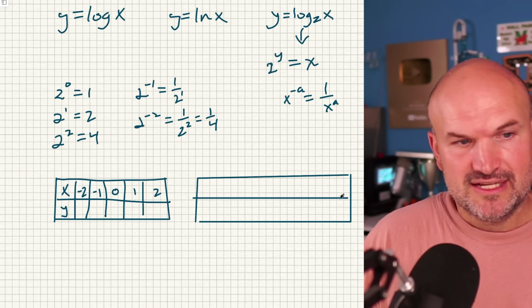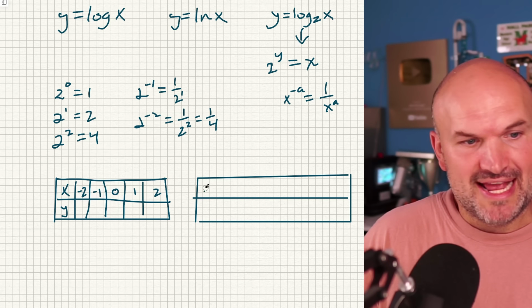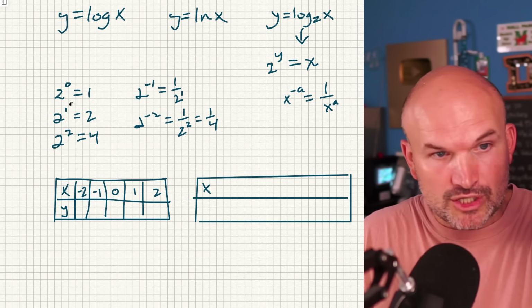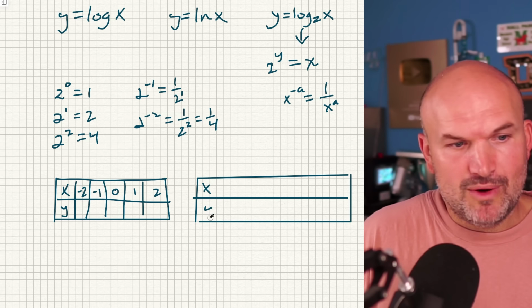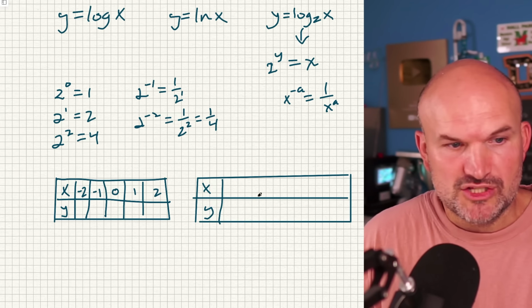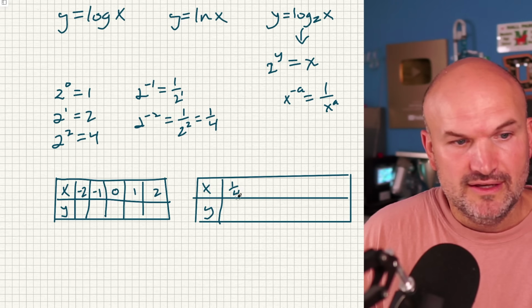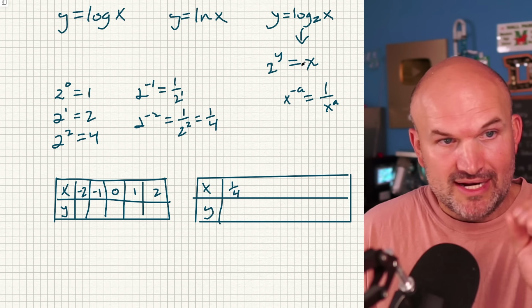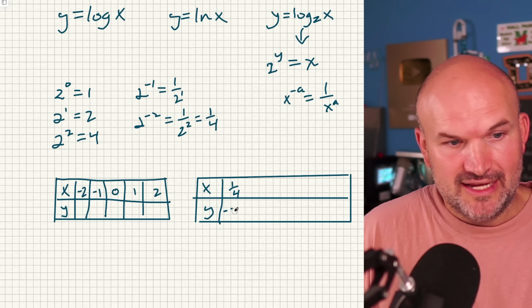So if I think about these, all these answers are going to be my x values, and the power is going to represent my y value. So let's start with the smallest one. If I had 1/4, that represents my x value, and the y value is going to be -2.